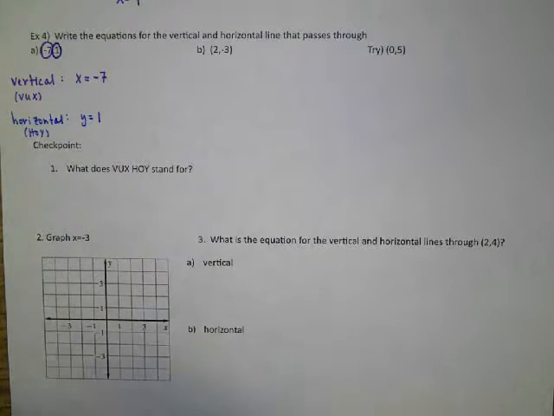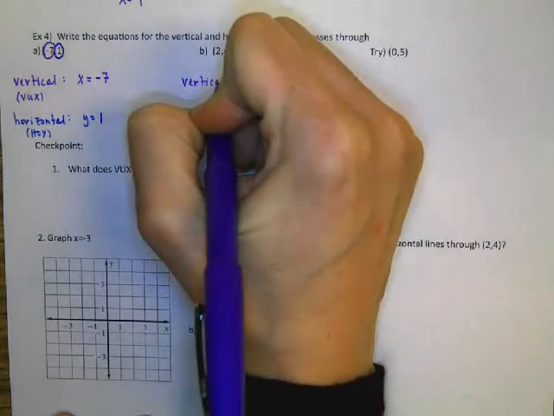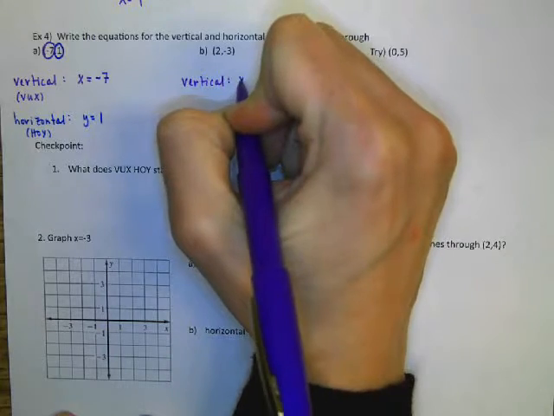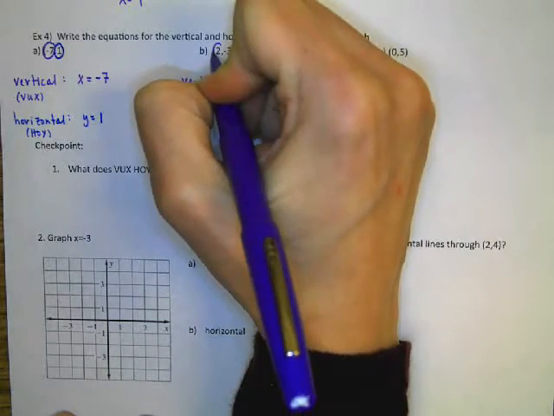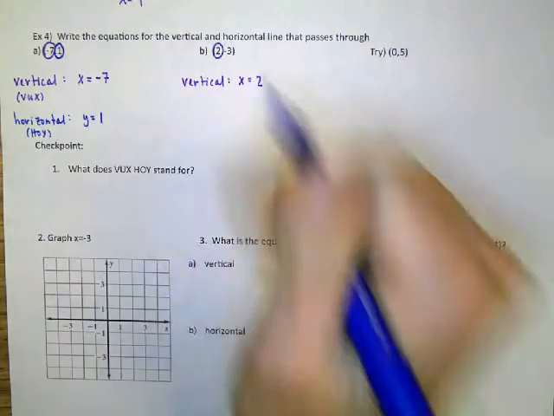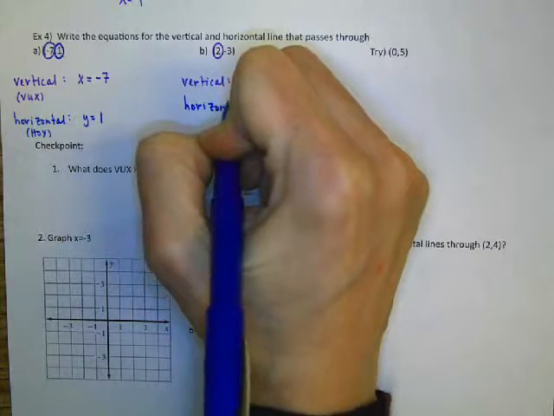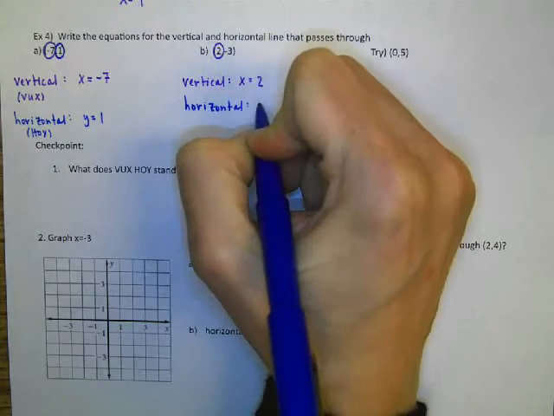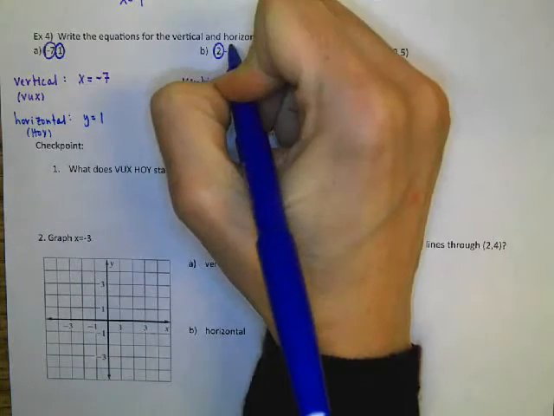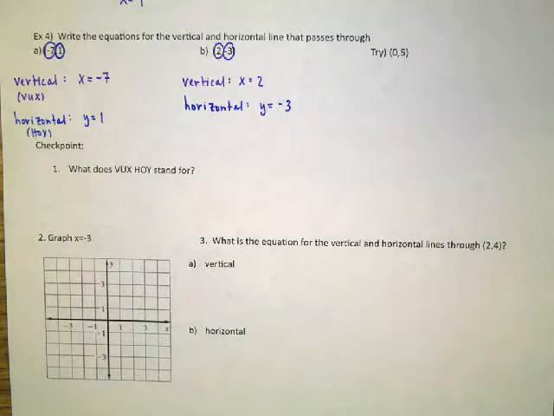Okay, so let's try another one. Vertical. Okay, by now I know vertical is x equals, so if I pull the x-coordinate, I have x equals 2. And for horizontal, I know is y equals, and so I'm going to pull that y-coordinate. It's y equals -3.